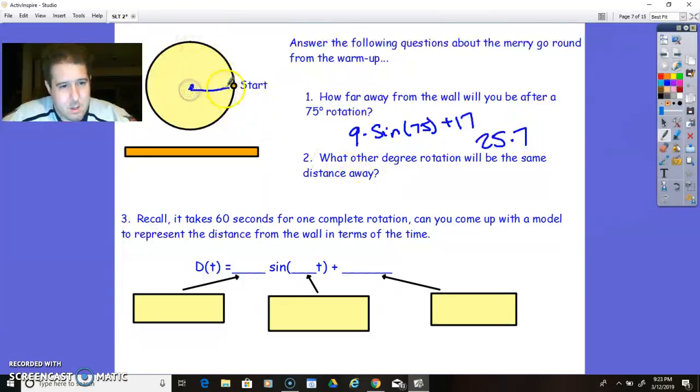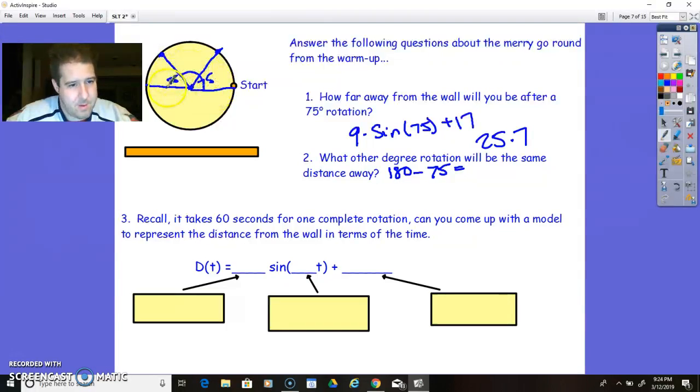What other degree of rotation will be the same distance away? This is a good question. If this is a 75-degree angle, and this over here is also a 75-degree angle, then these two points will be the exact same height. But remember, the standard angle is always from the starting position. Halfway around the circle is 180 degrees, and I subtract the 75 degrees, because going backwards means I'm deducting. That leaves me with a 105-degree angle.